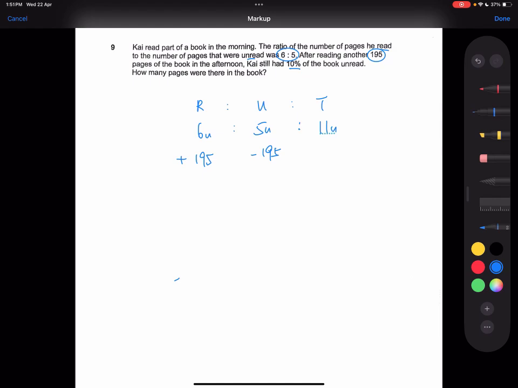Now, total book, it's 11U. 10%, it's 10% of 11U. Okay, that will give us 1.1U. So we know unread it's 1.1U, and total remains at 11U because the number of pages in the book doesn't change. Alright, so 11U minus 1.1U will give us 9.9U.